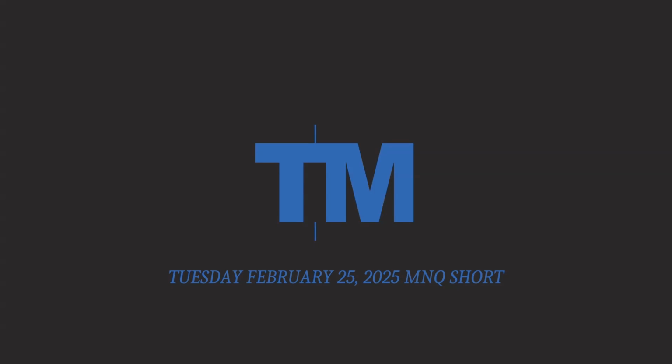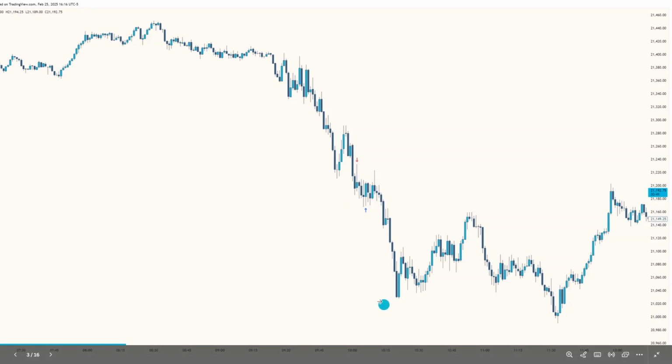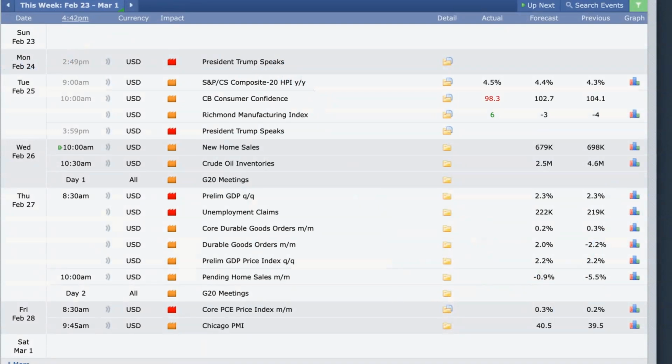Today I'm going to be talking about the trade I took Tuesday, February 25th, 2025, the MNQ short. Here's the trade. The red arrow is where I sold my position, and the blue arrow is where I ended up buying it back. As you see, it kind of got stopped out before the move could happen, but that happens in trading.